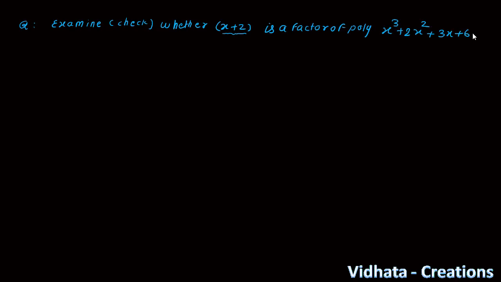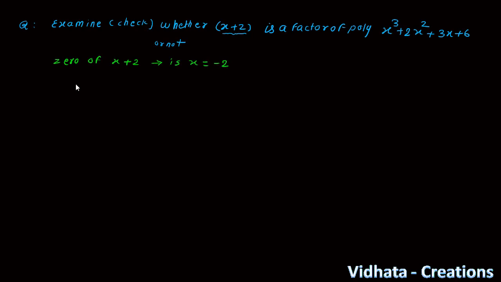Let we have this type of polynomial and we want to check whether x plus 2 is a factor of this given polynomial or not. This we want to check. Now, you know what we do? You know the zero of x plus 2. What is the zero of x plus 2? It is minus 2.